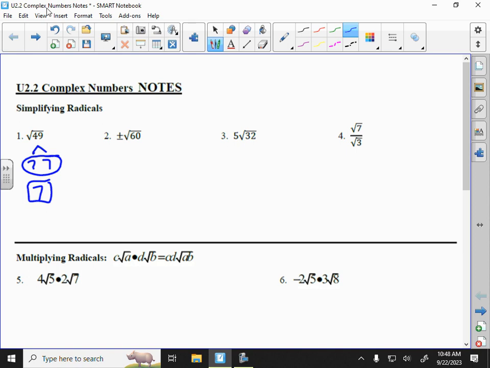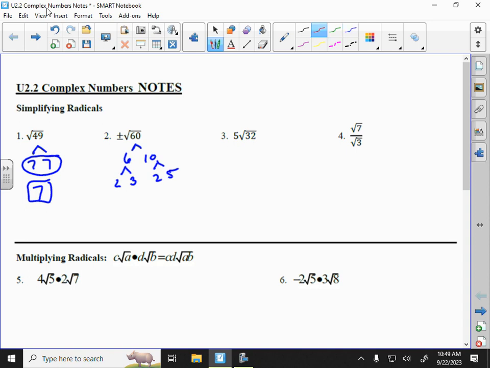Now, square root of 60 is not a perfect square, so we do want to break that down. You can break it down into any two numbers that multiply to 60. It doesn't matter how you start. So here I'll just start with 6 and 10. 6 I can still break down to 2 times 3, and then 10 I can break down to 2 times 5. And that's as far as you can break down.